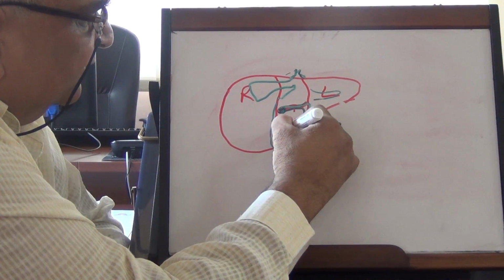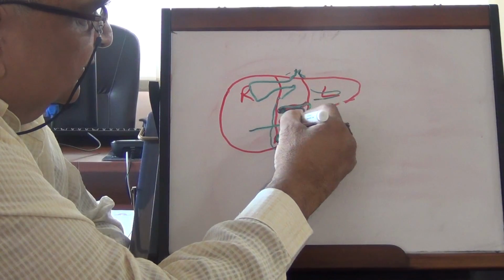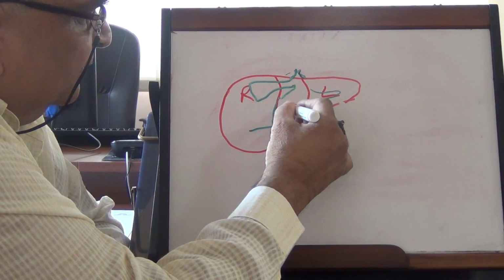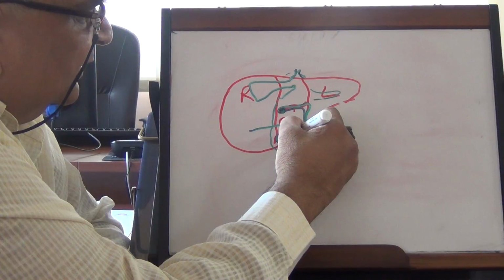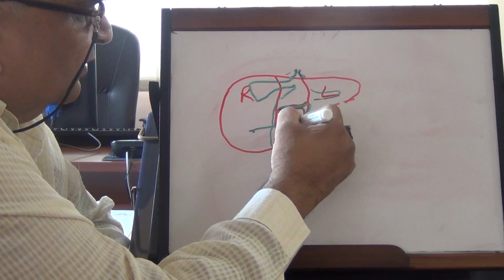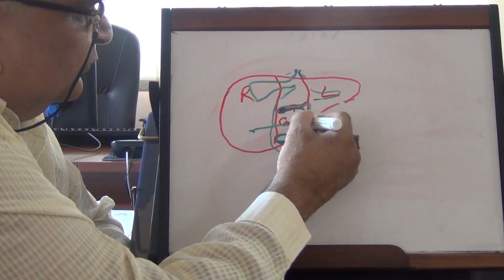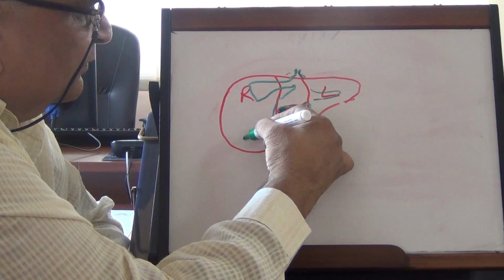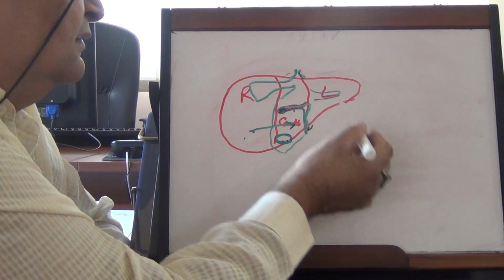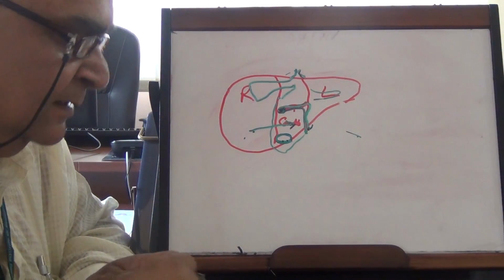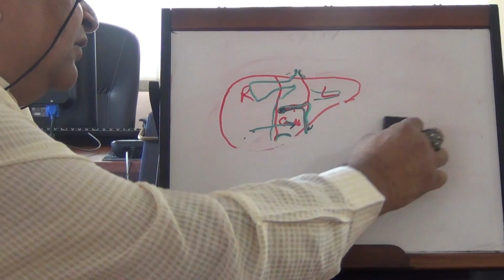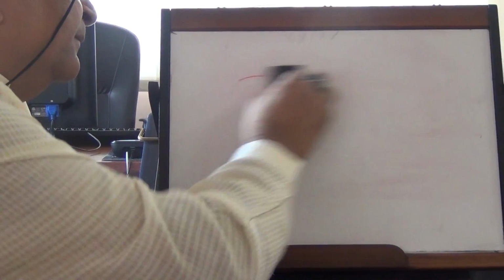Behind you find the inferior vena cava, and through this gap between the free edge of the lesser omentum and inferior vena cava, this is called as the foramen of Winslow, and through this you can enter from the greater sac to the lesser sac. So this generally is the gross anatomy of the liver.